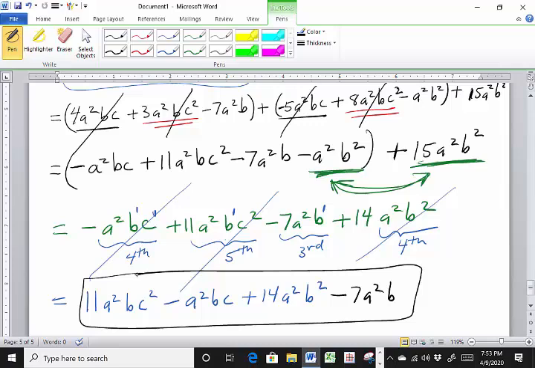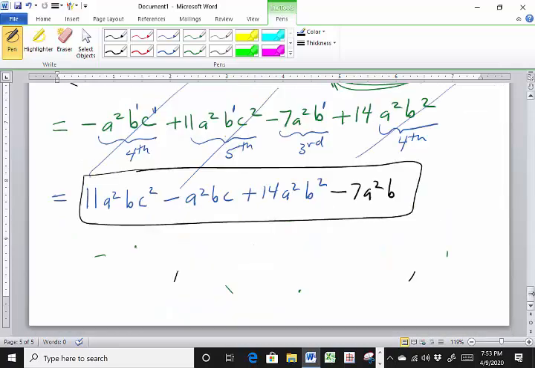All right. Okay. That concludes then this section, which is 4.4. And the next section, 4.5, we're going to start multiplying polynomials, and then we'll get into some special multiplication type problems. They call those special products, and that's in 4.6.